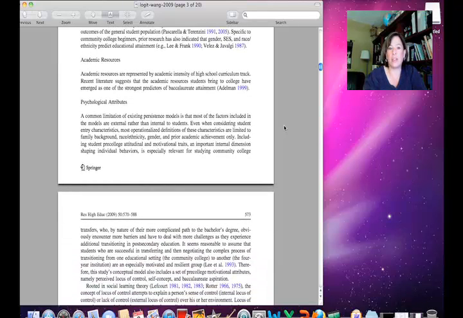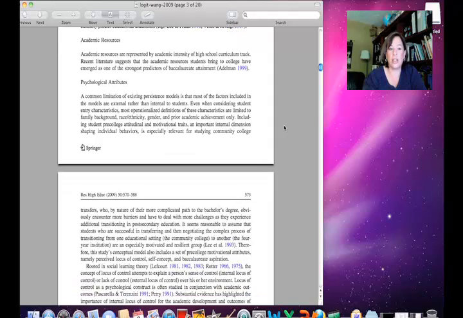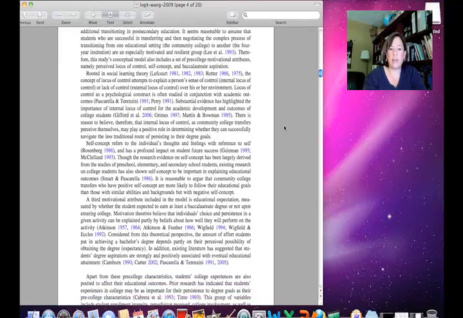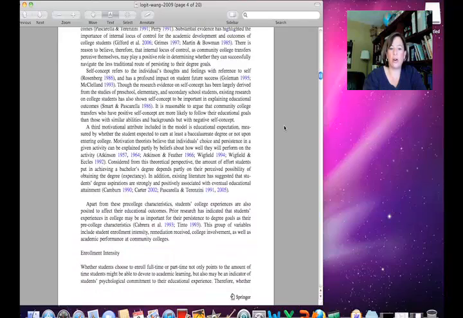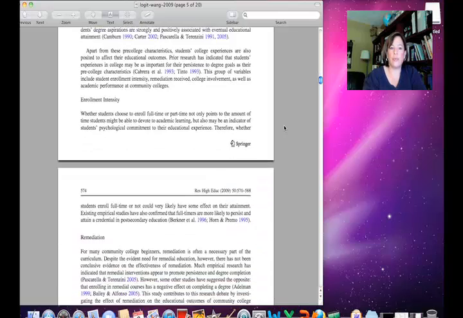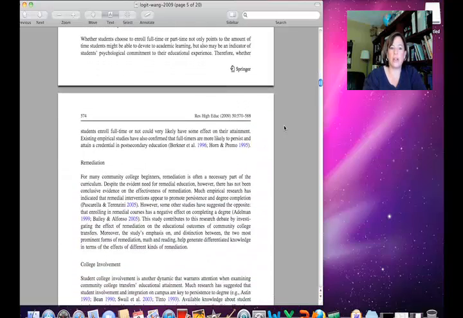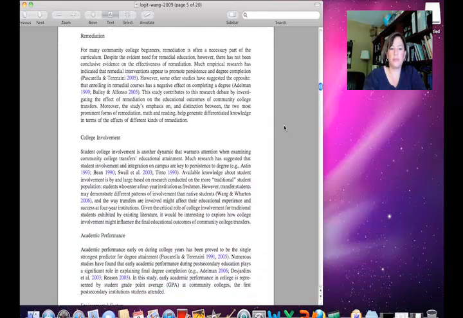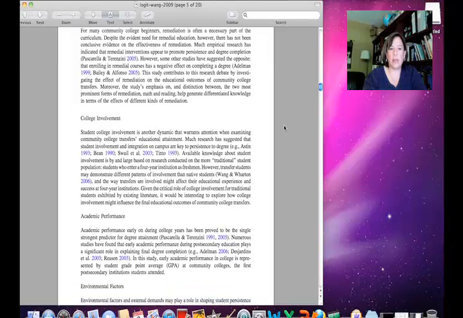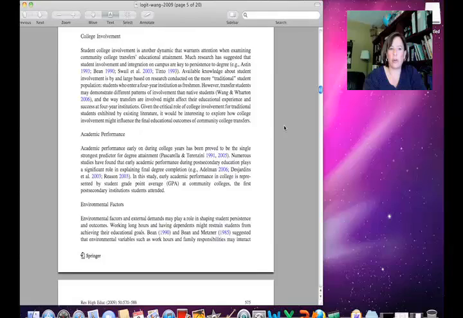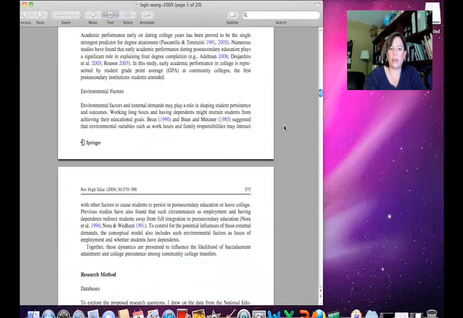And it doesn't matter if this is a journal article or a dissertation. The structure and the formatting are essentially the same. This is a very long literature review. This article is 20 pages long, which is typical. Here they are setting up the background in the literature for their variables, college involvement, academic performance, environmental factors.